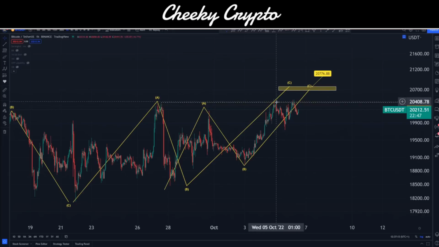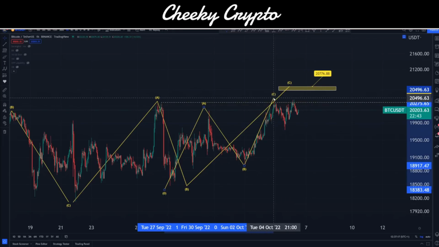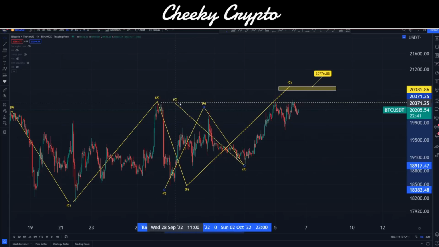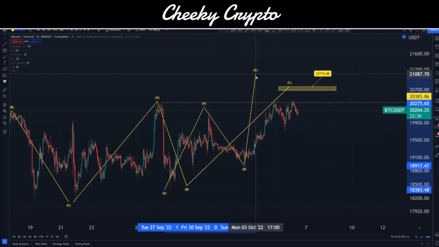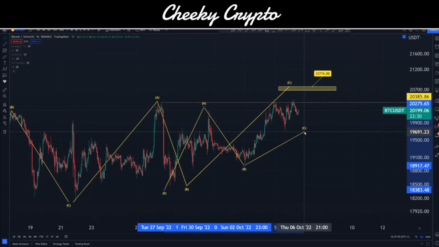Now, with that being said, the minimum expectation for the C wave would actually be what's already happened. We've wicked above this A. The A wave in itself is the minimum requirement of what would happen with the C wave. So when we're down at this bottom of B, we know that there's a minimum expectation to move back up to 20,385. Now we wicked above this area. This area is acting as resistance right now.